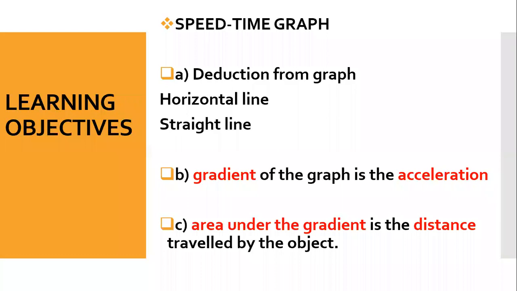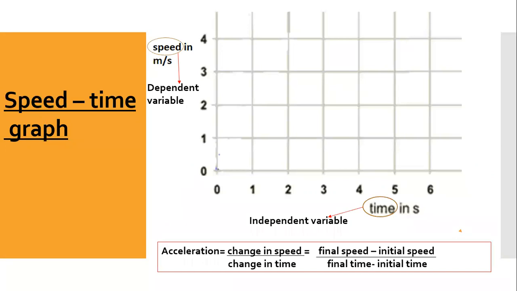In today's lecture we will discuss the speed time graph. The gradient of the graph gives us the magnitude of acceleration, and we will calculate the area under the speed time graph to determine the distance traveled by the moving object. So how do we plot a speed time graph?